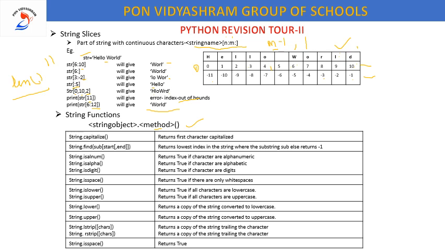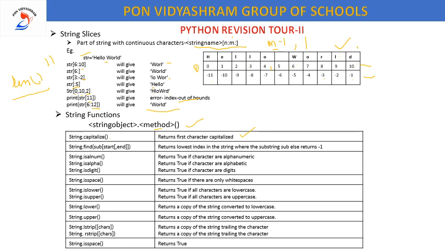String dot capitalize is the function here. What does it return? It capitalizes the first character of a string. Once again I repeat, when I give string dot capitalize, the string is the name of the string, and it capitalizes the first character of the string.